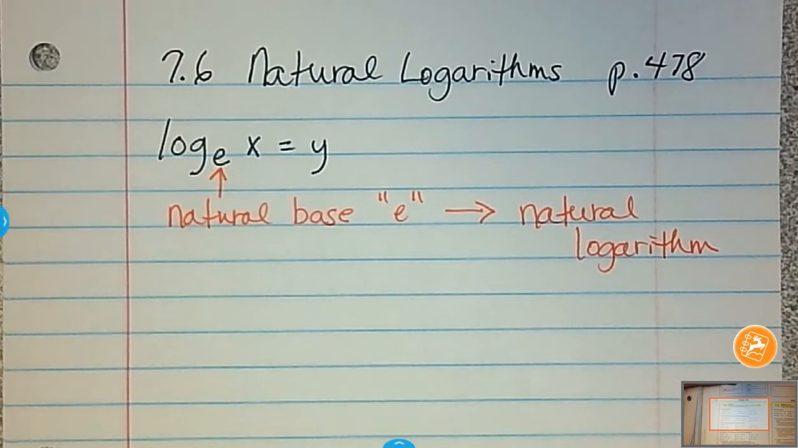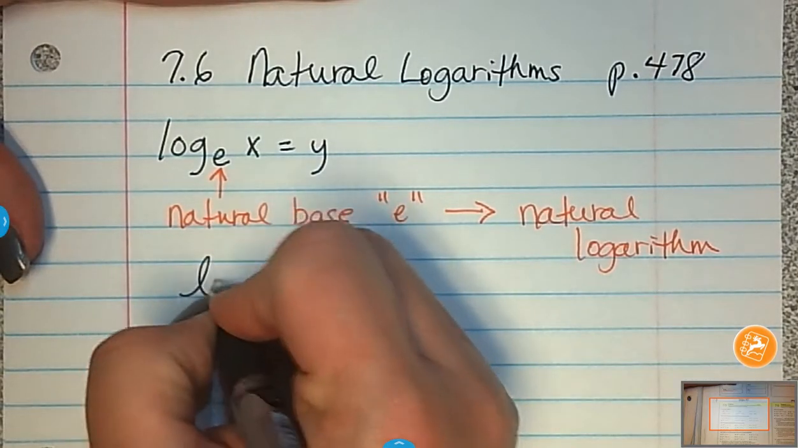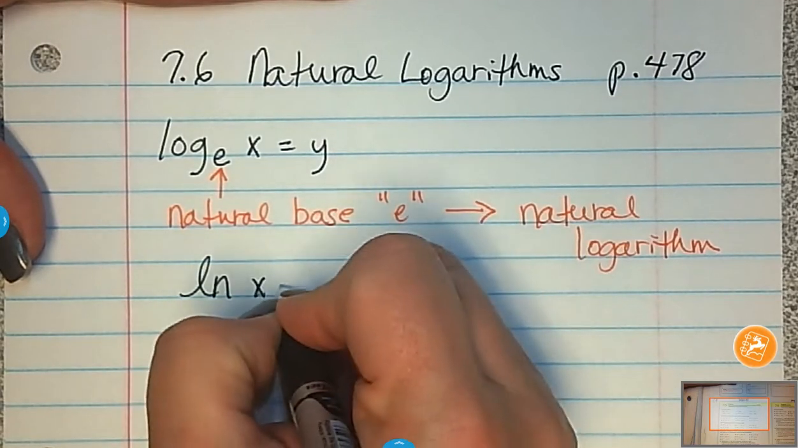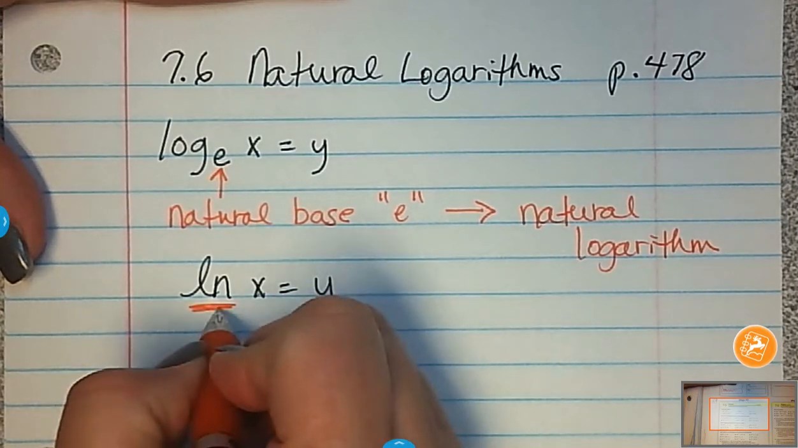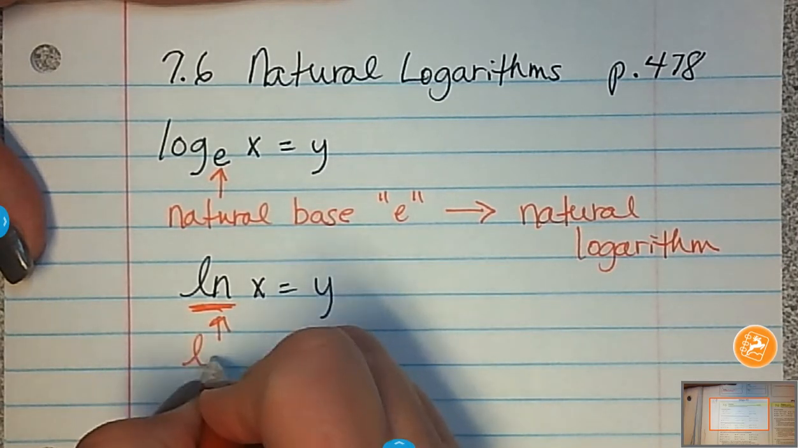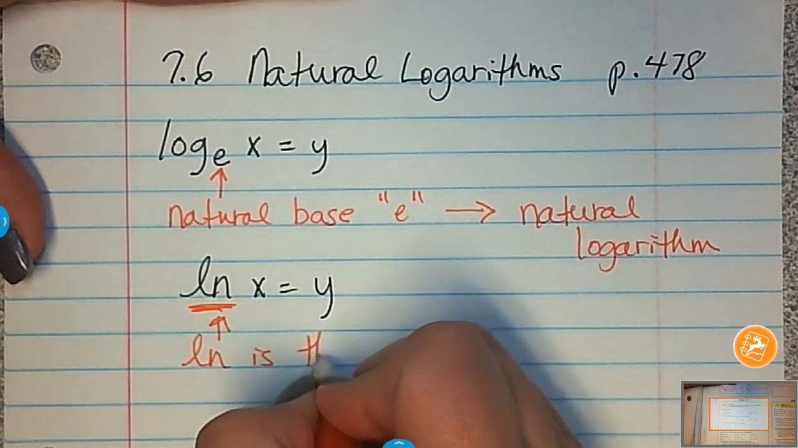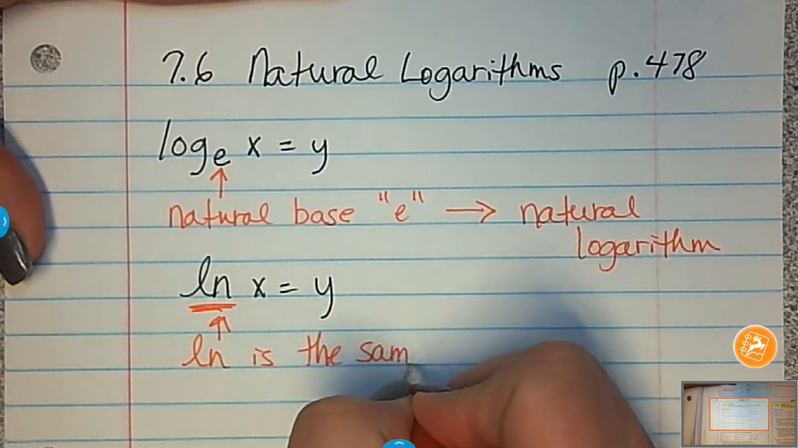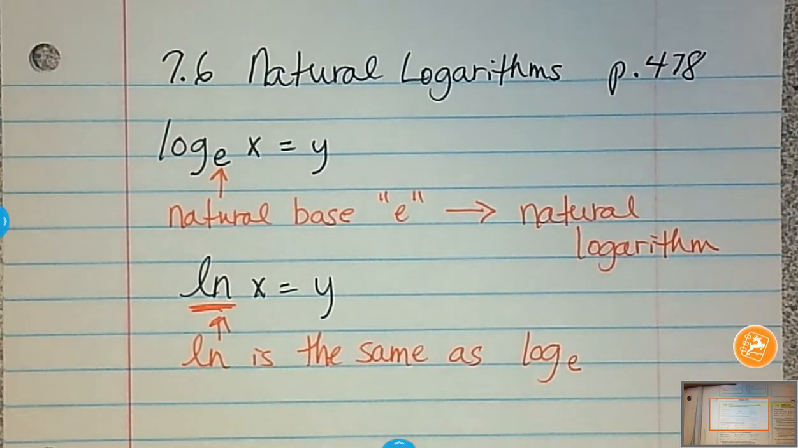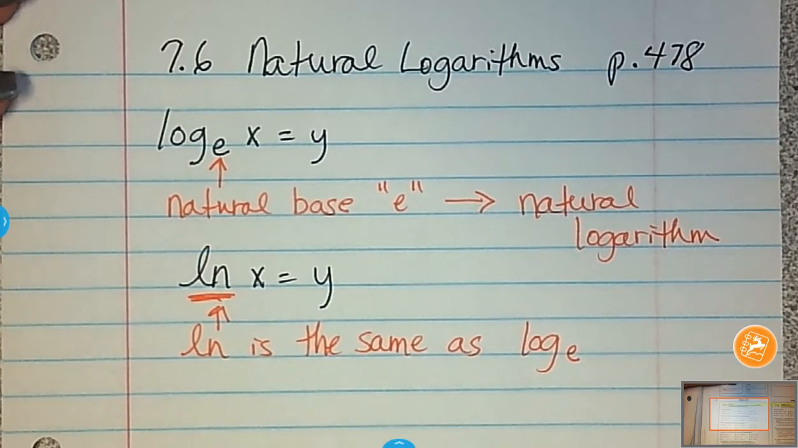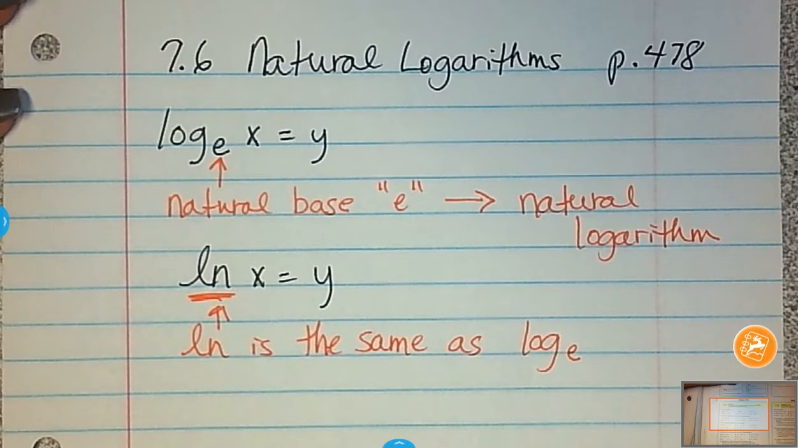Okay. So when it is log base e, instead of writing that, here's the way they write it. They write it like this. That ln right there, ln is the same as log base e. Now, it's not that much shorter. I don't know why they chose to shorten it, but they did.